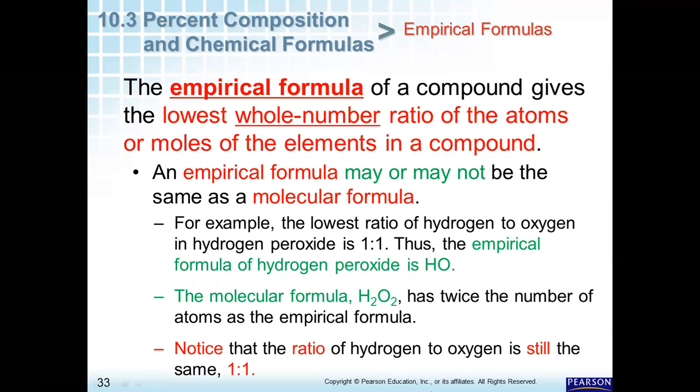Empirical formula, for example, if you consider H2O, let's consider the peroxide, hydrogen peroxide, H2O2. This is the molecular formula. What will be the lowest whole number ratio for this compound? HO. HO is the empirical formula for this compound, and H2O2 is the molecular formula. The relation between the molecular formula and the ratio is 1 to 1.